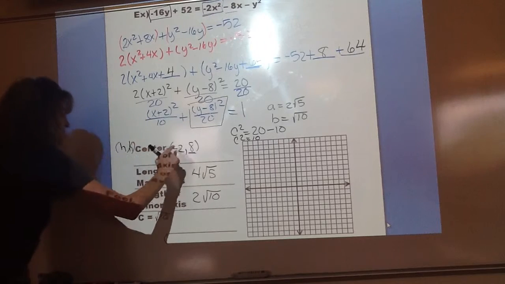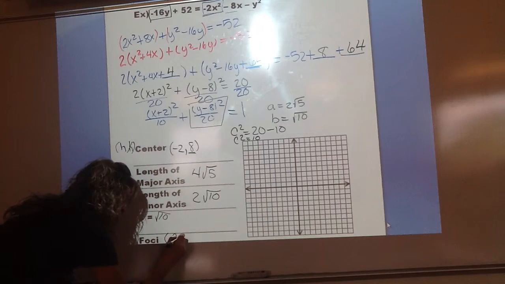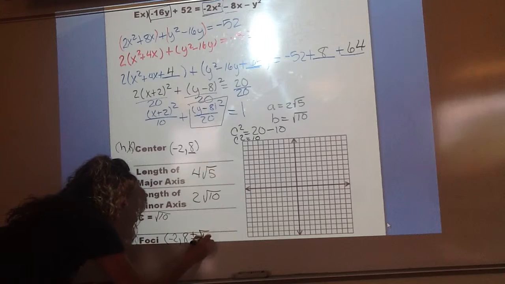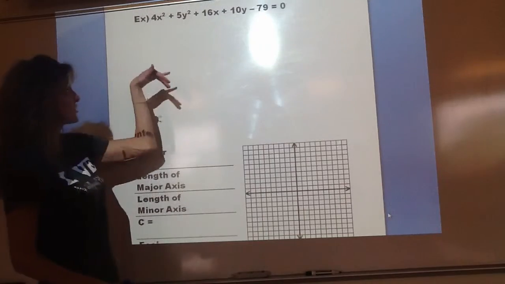So the negative 2 doesn't change. The 8 is going to be plus or minus whatever C is, the square root of 10. Okay? Okay, let's try another one.